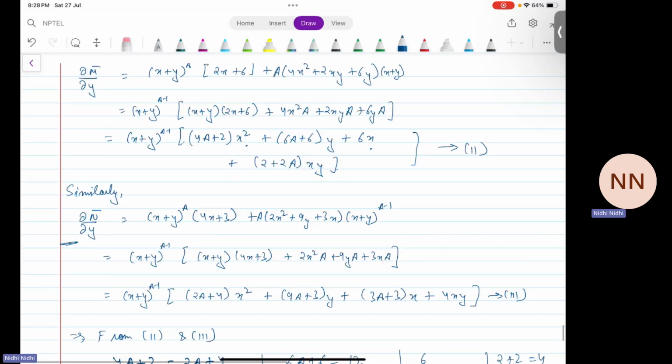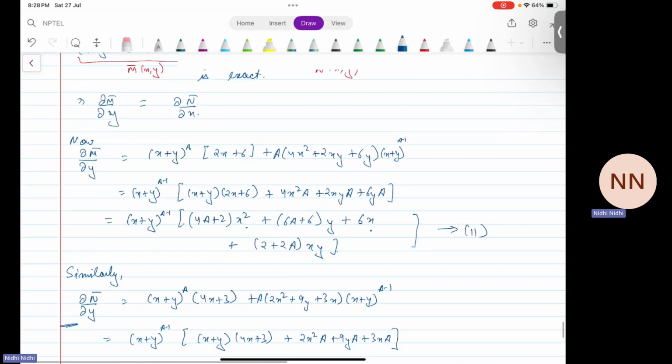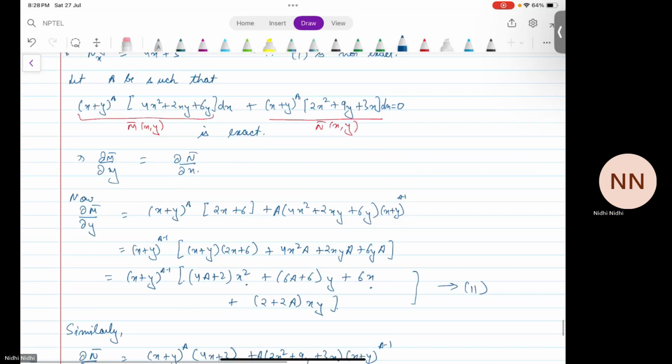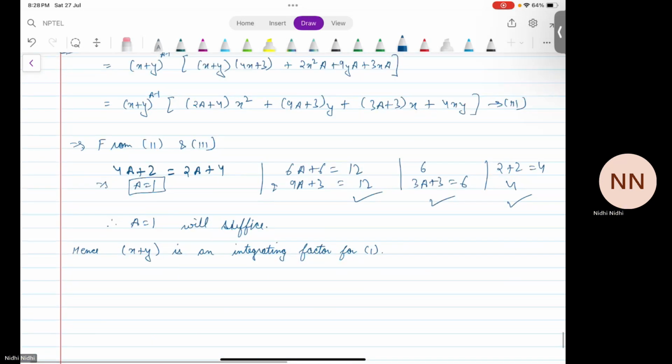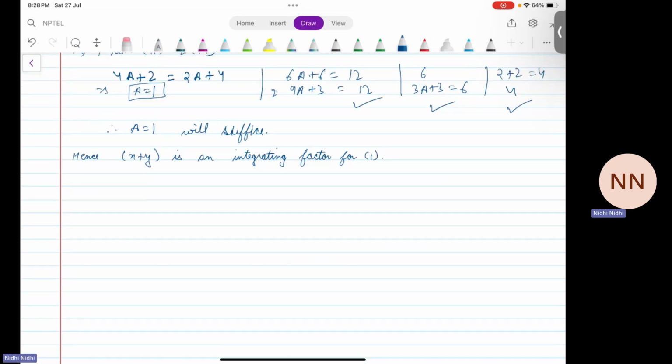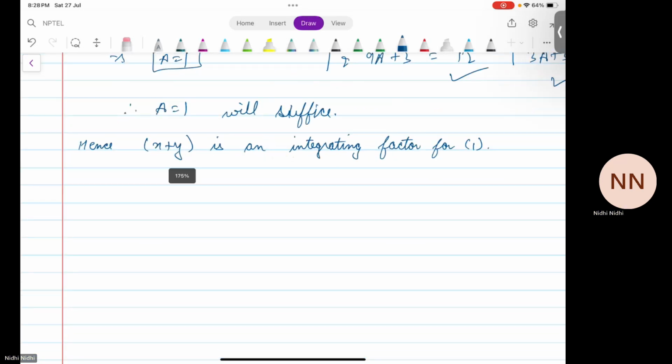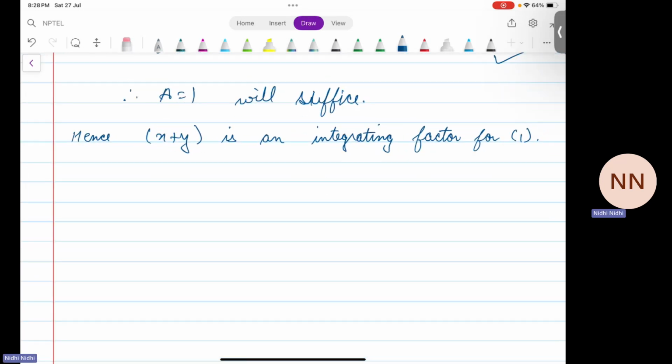Once we multiply the equation first with x plus y, we'll get an exact equation, and the solution of this exact equation will be the solution of our problem 1. So instead of solving the main problem, we'll be solving the exact equation. So let's solve this exact equation.